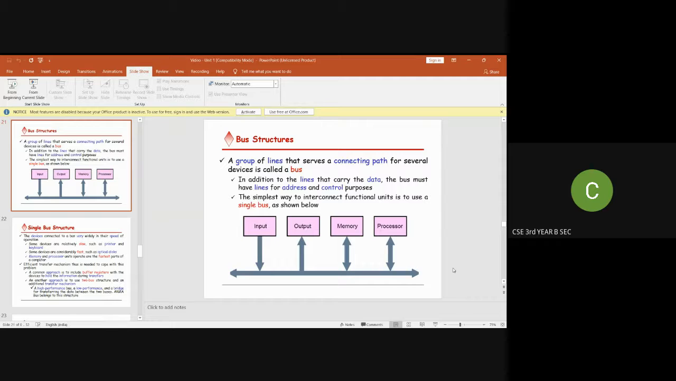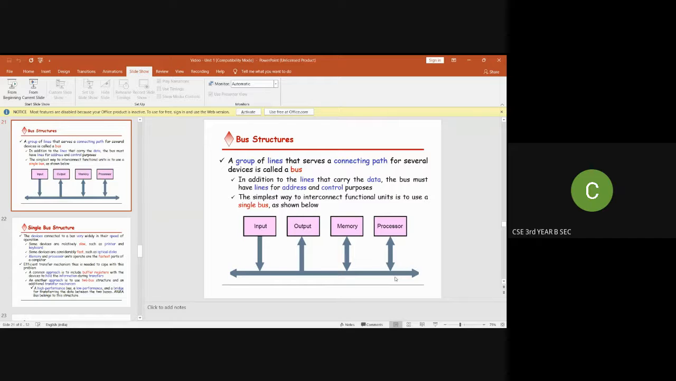The simplest way to interconnect functional units is to use a single bus, as shown in the figure below. So here we have only a single bus which is connected to the additional bus for connecting all these functional units to the processor.